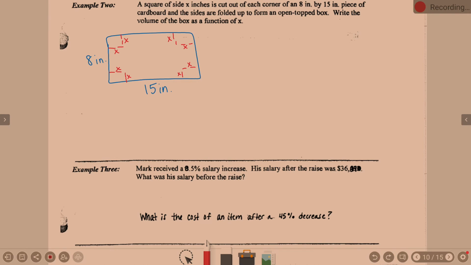Okay, so we have this piece of cardboard. We're going to cut these squares out, and then the sides are going to be folded up to form a box, right? Are we seeing what's going on here? Oh, yeah. Corners are gone. Yeah. You fold up the flaps, because basically you have a flap on each side left. Fold them up, we have a box. We want to know the volume of that box, but we want to know the volume of that box in terms of x.